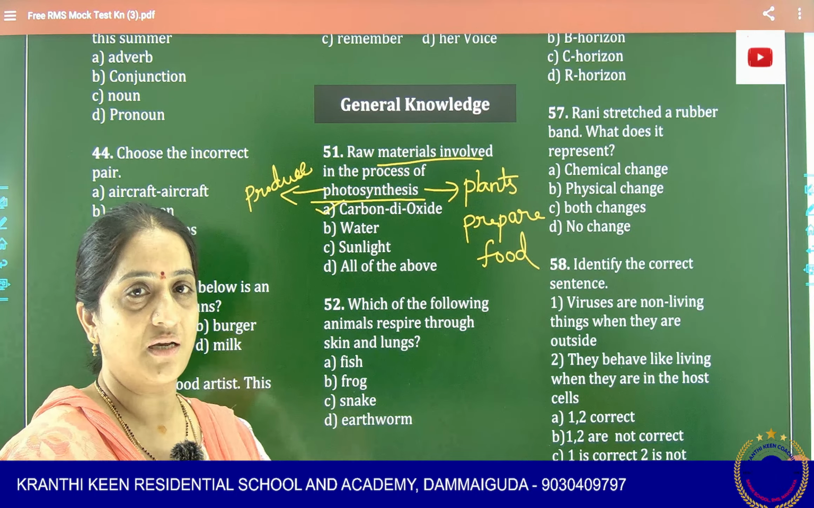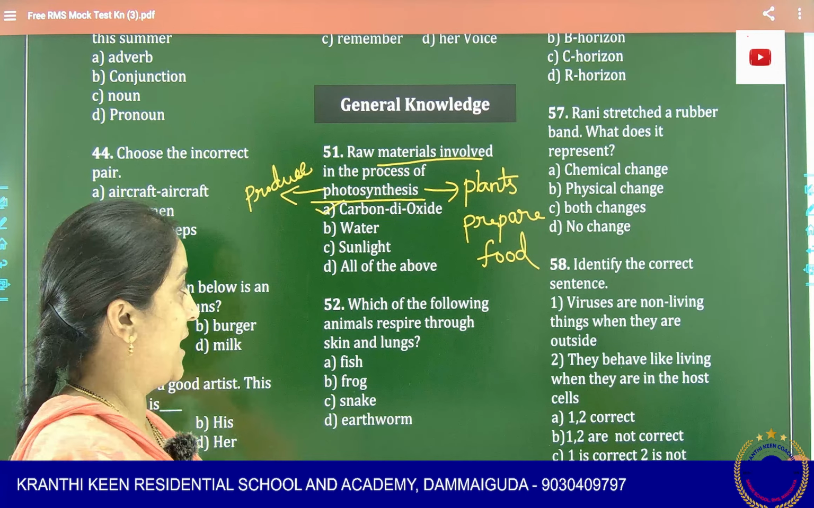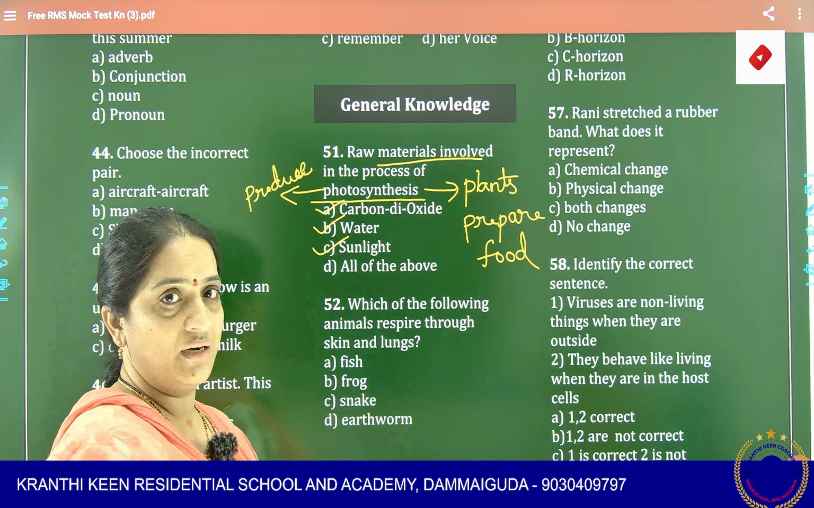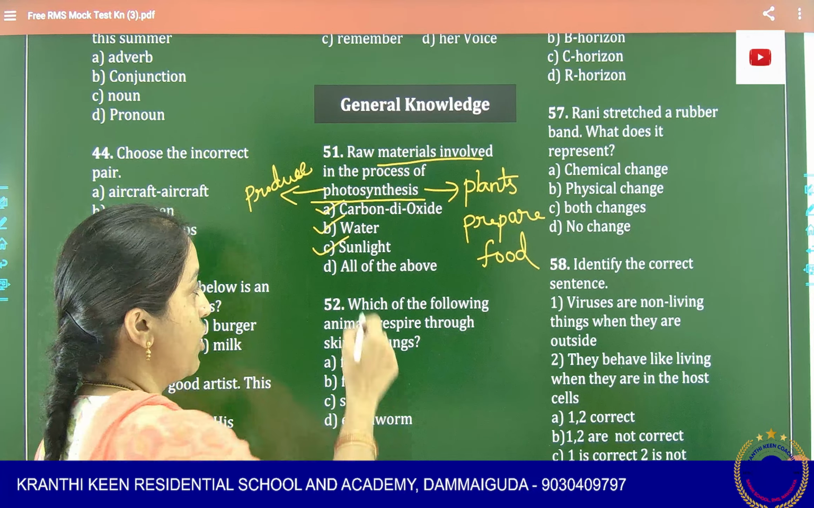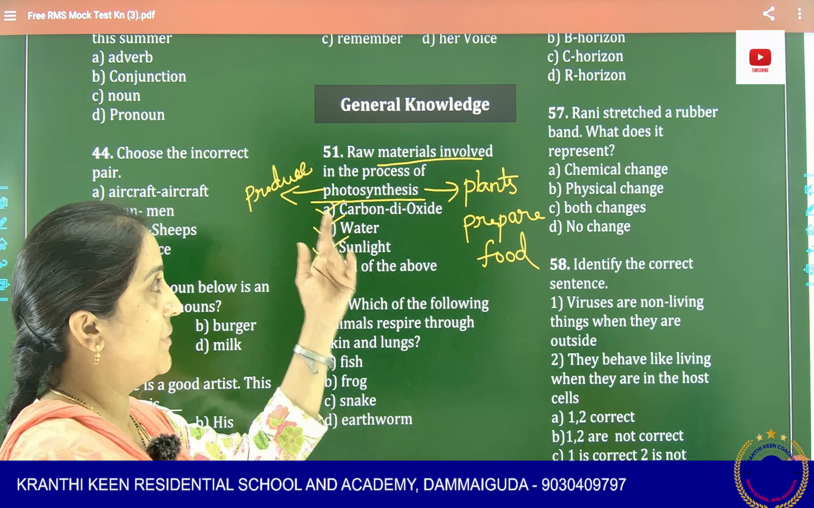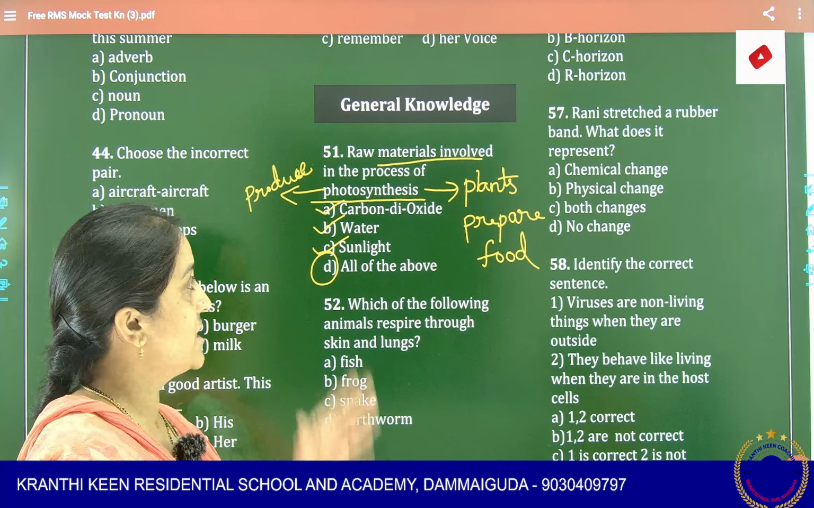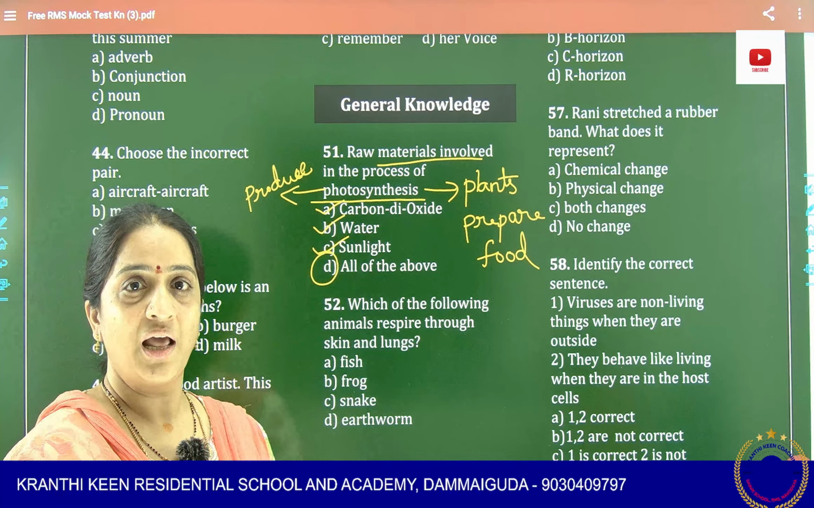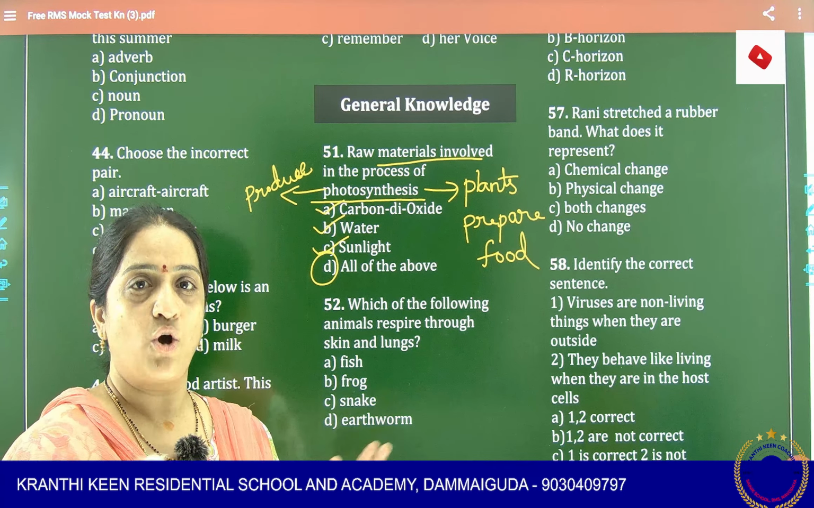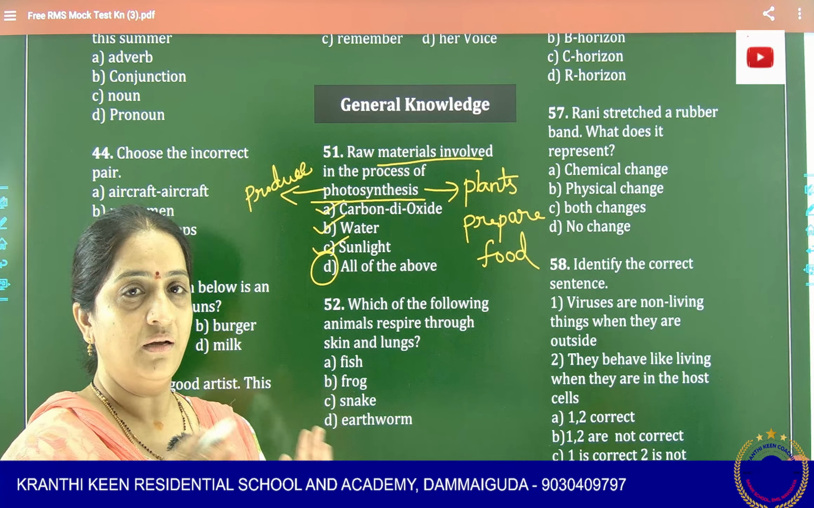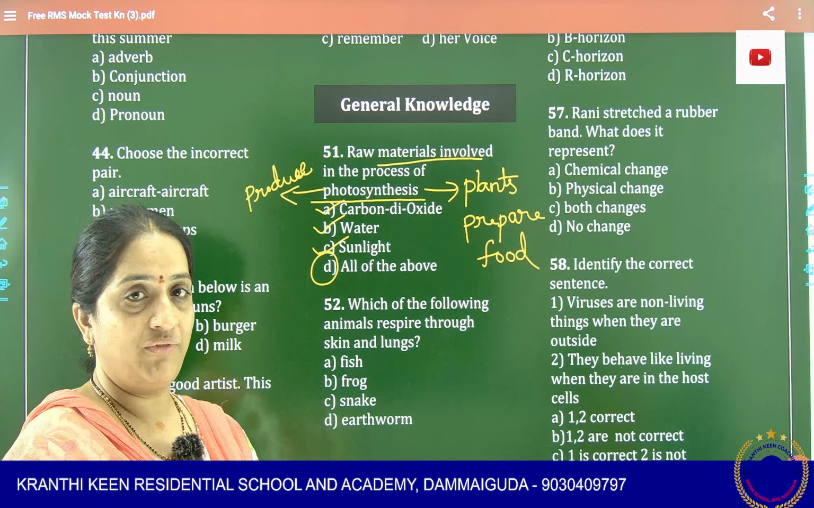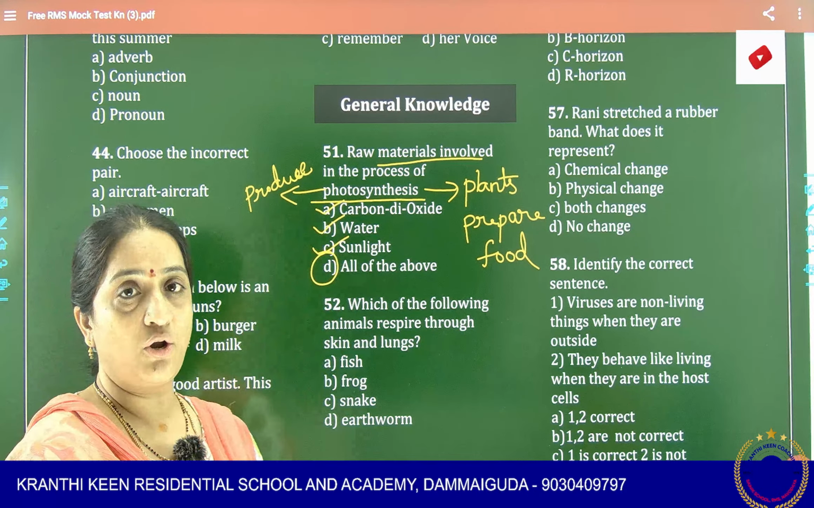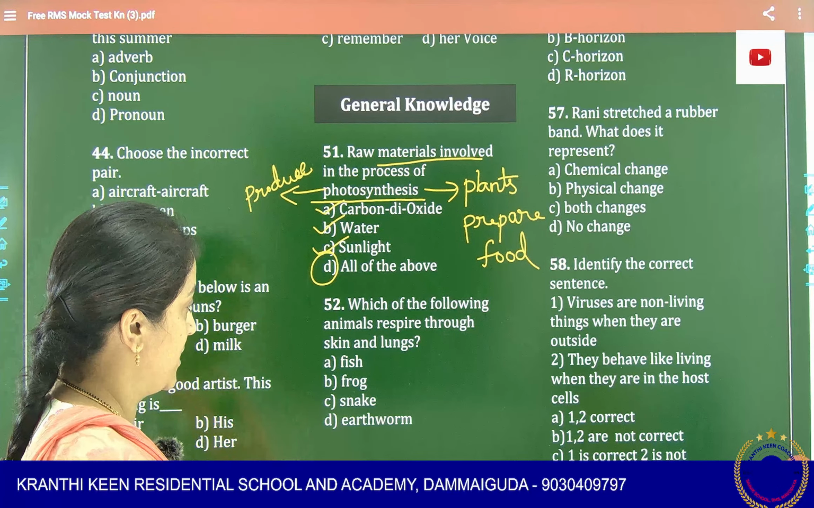Yes, the carbon dioxide that we release is used by the plants. Water is also used by the plants. Sunlight is also needed, the light energy from the sun. So all of the above are the materials which are used by the plants in the process of photosynthesis. Here photo is nothing but light. Synthesis is nothing but combination. So they use all these to prepare their own food. So that is why plants are called autotrophs. Okay, moving on to the next question.